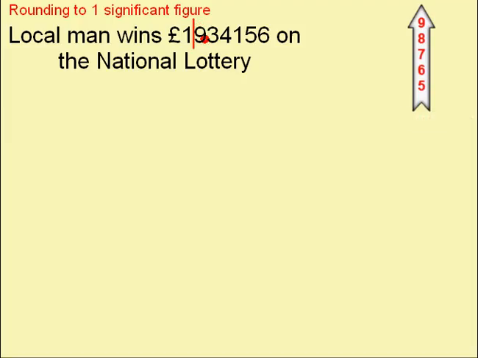So the 9 will round the 1 up to a 2, and then I need to keep my number the same length by filling in with zeros. There are 6 digits here, so I'm going to need 6 zeros. So to one significant figure, this number here would be written as 2 million, and that's how the newspaper got their headline.